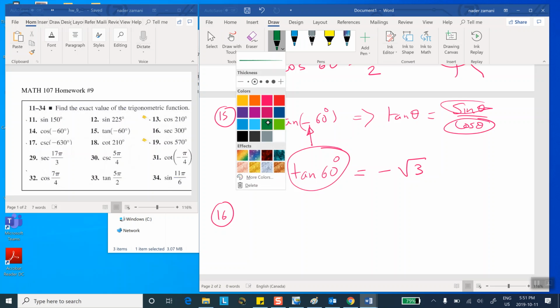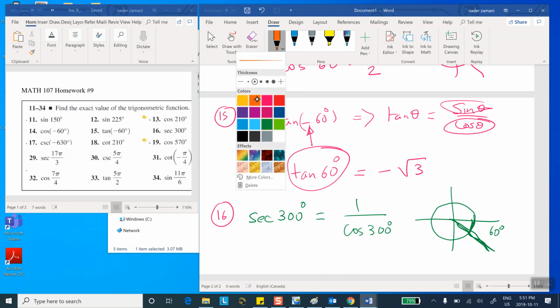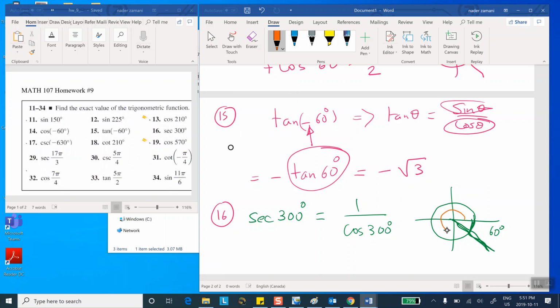Okay. 16 is the secant of 300 degrees. What I do is write this thing as 1 over cosine of 300 degrees. And the question becomes, what is cosine of 300 degrees exactly? So if you look at 300 degrees, this is what happens. There is your 360. You go all the way around, and then you back up by 60 degrees. So right there. So when you back up, this is 60 degrees. And of course, the original angle, which was like that, this is 300 degrees.